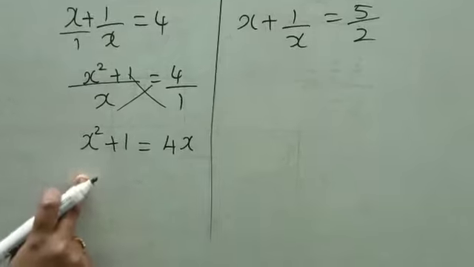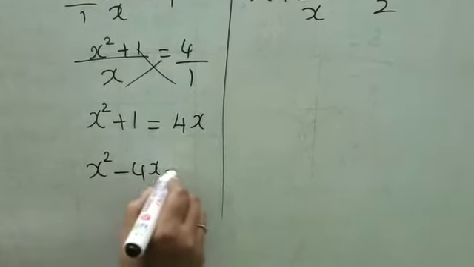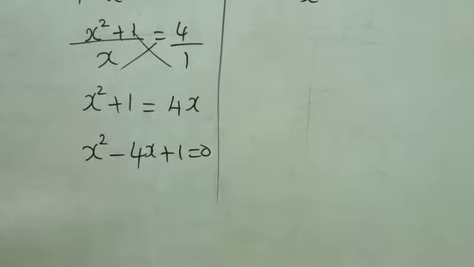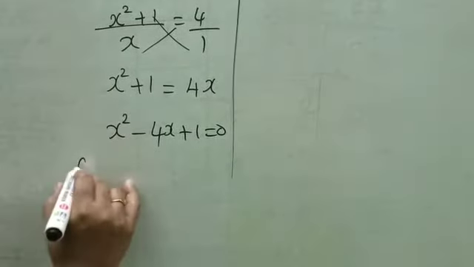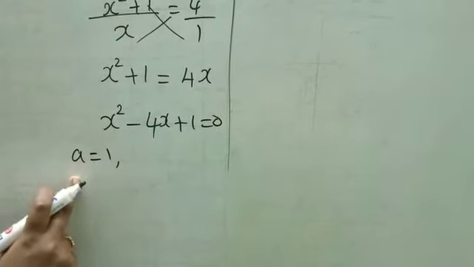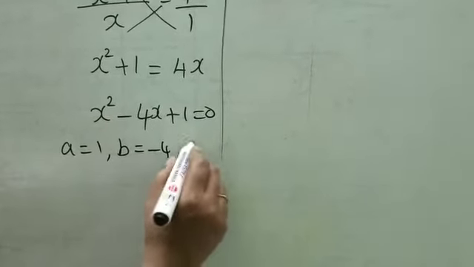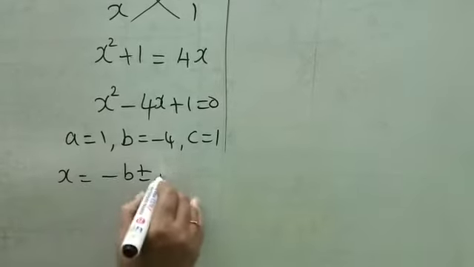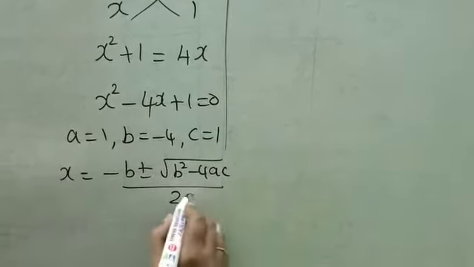Bring all the terms to the left hand side. We get x² minus 4x plus 1 equal to 0. We cannot factorize this quadratic equation, so we apply the quadratic formula. Here a equal to 1, that is the coefficient of x² is 1. b equal to the coefficient of x, that is minus 4. c equal to the constant term. The quadratic formula is minus b plus or minus root of b² minus 4ac, by 2a.